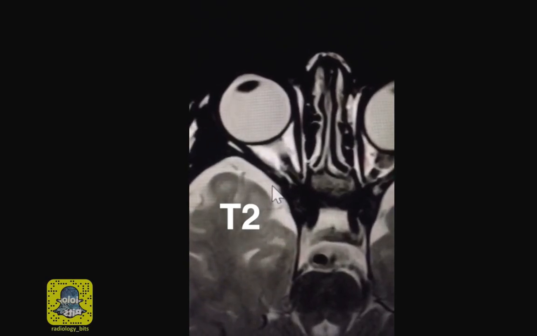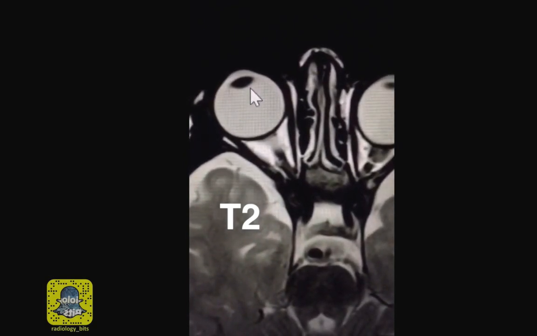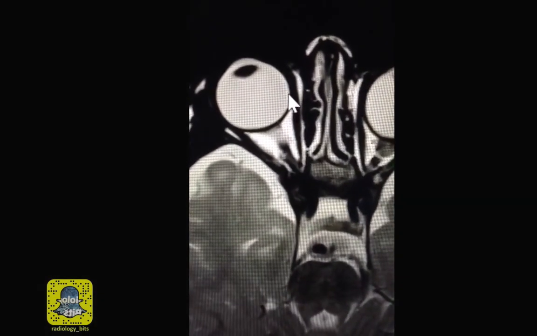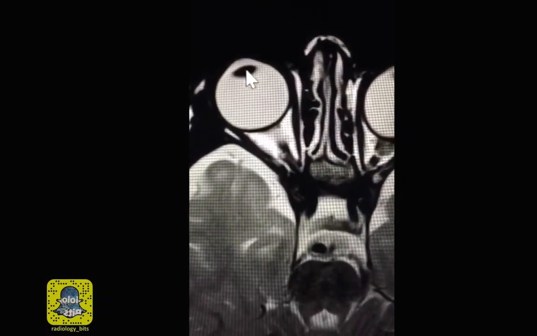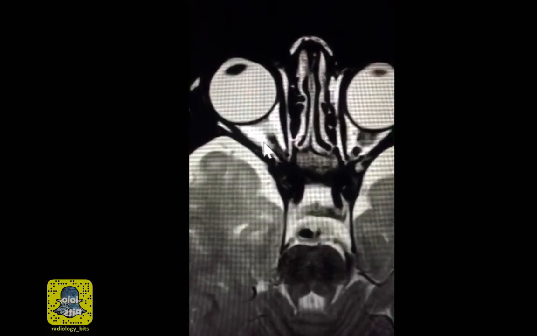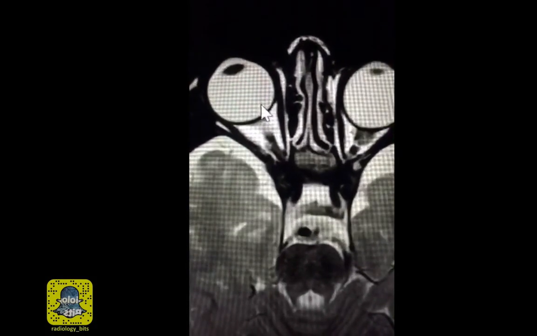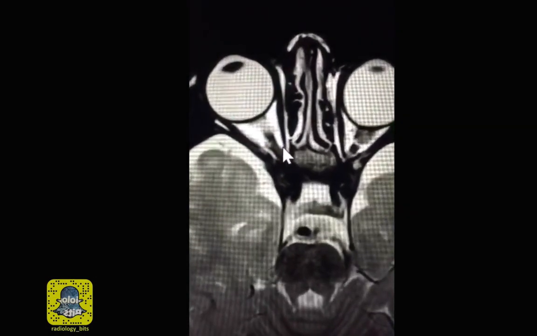So let's take this sequence, which is an axial image on T2. As you see, the CSF is bright and the fluid in the globe is bright. With the MRI, you could see the orbital globe. You could see the very dark lens here. This is the orbital cone behind the globe here. It has this cone-shaped appearance, and that's where the name comes from.